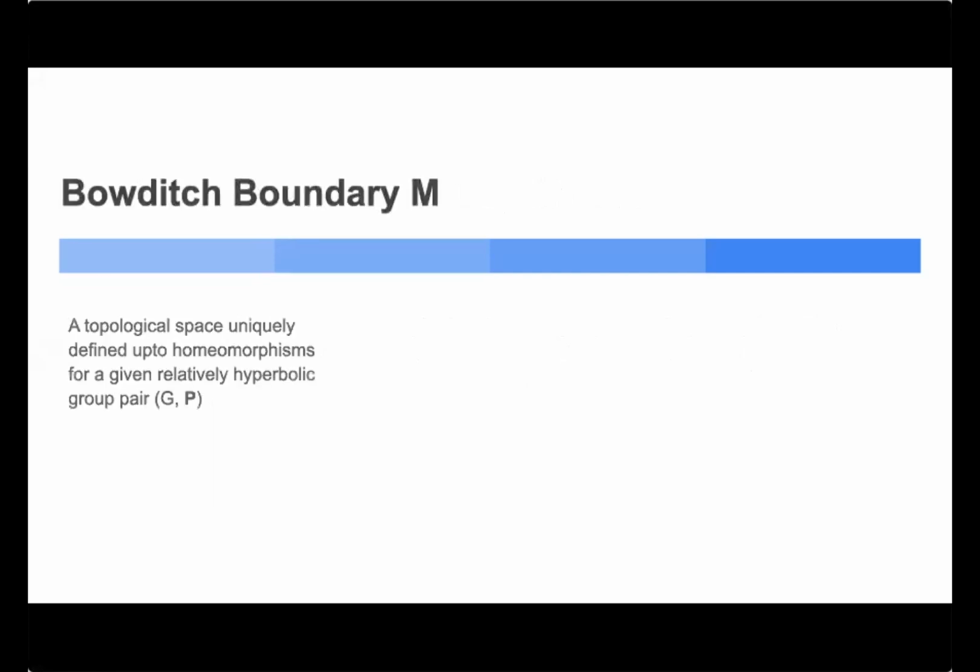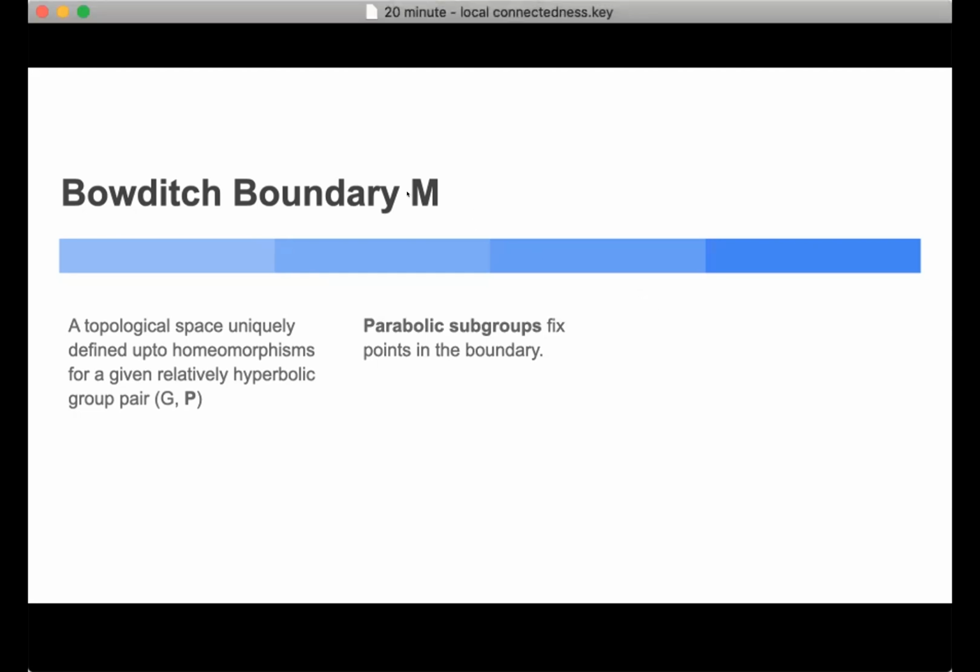And the other object is the Bowditch boundary. It's a topological space, as we mentioned earlier. It's uniquely defined up to homeomorphism for a given relatively hyperbolic group pair. The parabolic subgroups of the relatively hyperbolic group pair, that is the members of that P, those special set of subgroups, they fix points in this particular space M.